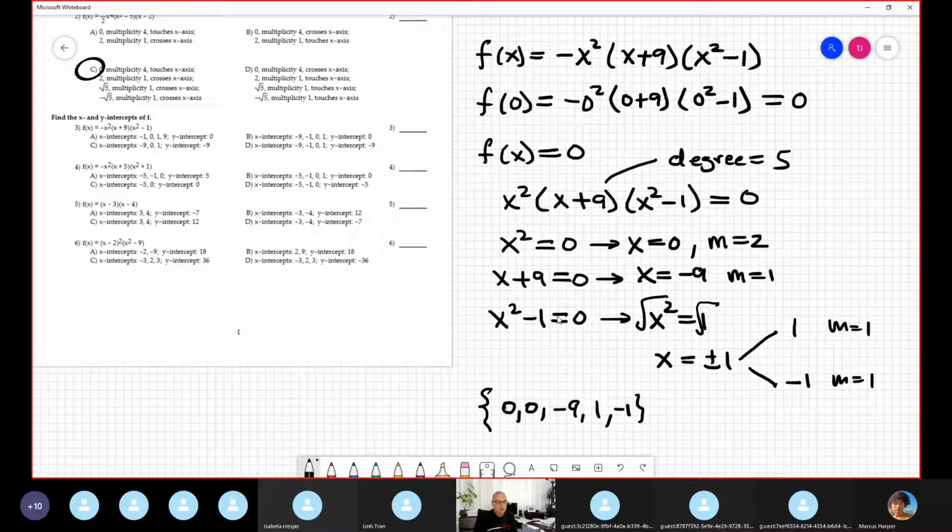Then, the answer is: the y-intercept is 0. For the x-intercepts, you consider this as only one, no? Because when they are repeated, you consider it only once. So 0, negative 9, negative 1, and positive 1. Okay, negative 1, 0, 1, 9. And y-intercept 0. I'm not sure what is the correct answer. The correct answer is, oh yeah, I got it.